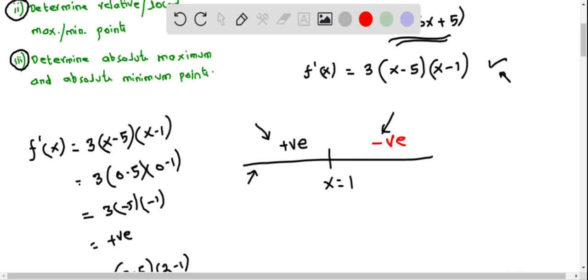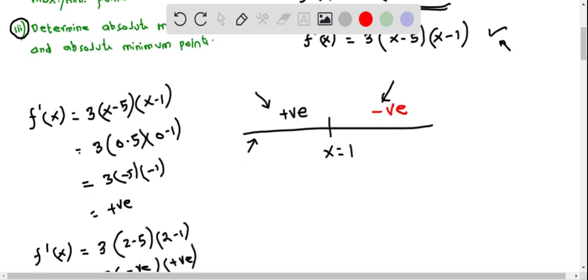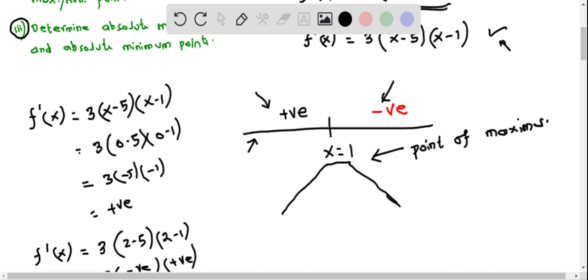So now we have created the sign chart. The derivative is positive to the left of x equal to 1. At x equal to 1, it is 0. And then to the right of x equal to 1, it is negative. So when we plot this in the graph, it will look like this. It's basically this point. At x equal to 1, it's a point of maximum. So we say this is a relative, or local, maximum.